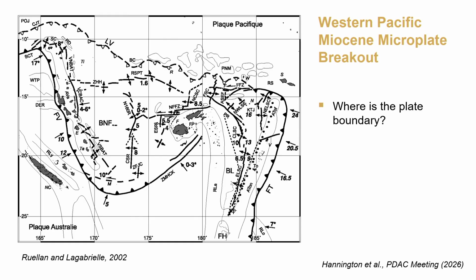It's festooned with at least 30 microplates all the way from New Zealand all the way up to the Solomons. So that's almost the size of the Canadian Shield. There are at least 30 major microplates that are constantly in motion. They're constantly being rotated, and the rotation produces transtension, and the transtension produces spreading, and the spreading produces more microplates. So it's very difficult to put your finger on the boundary between the Pacific and the Indo-Australian plate.